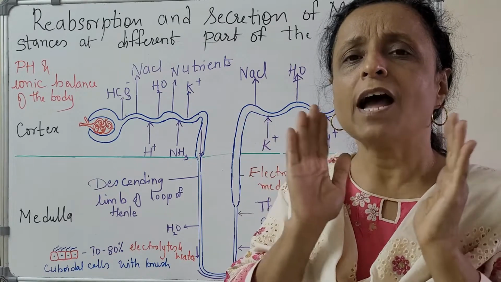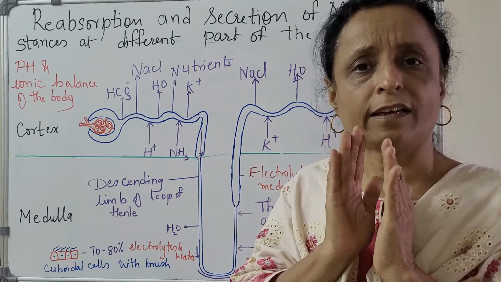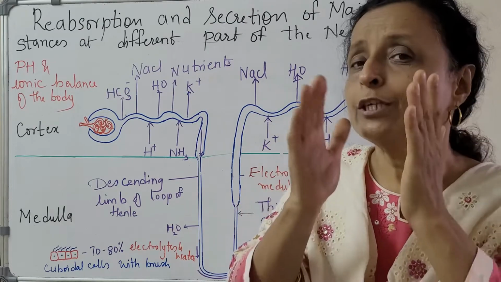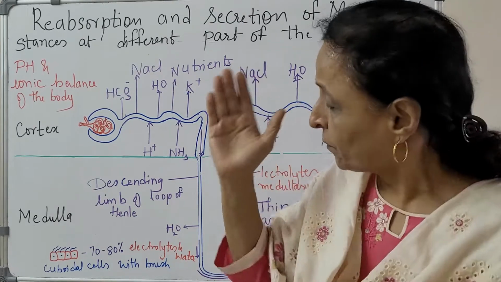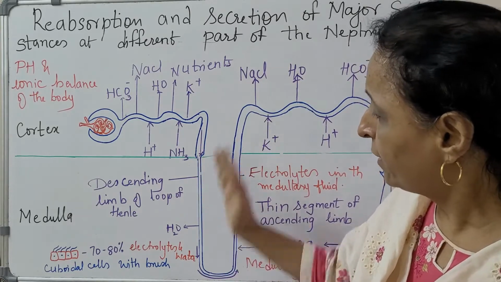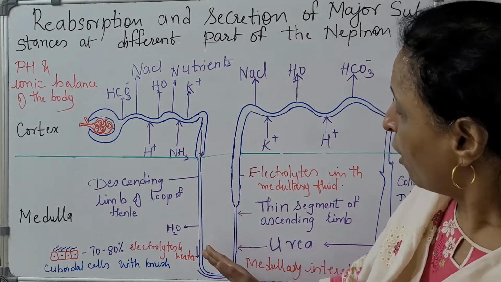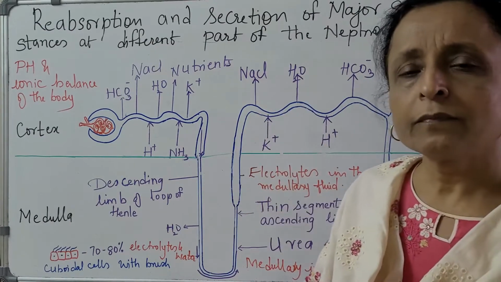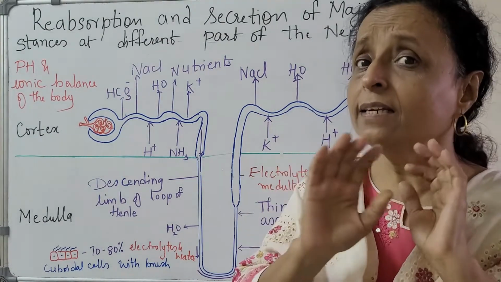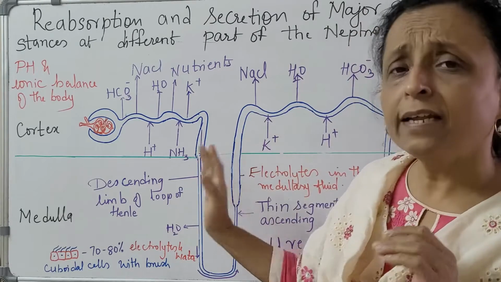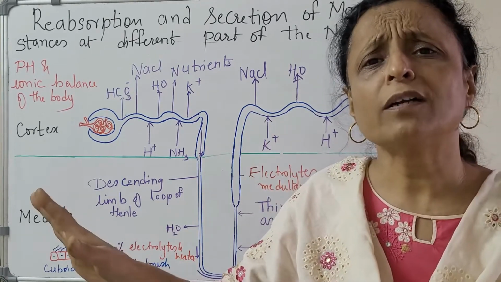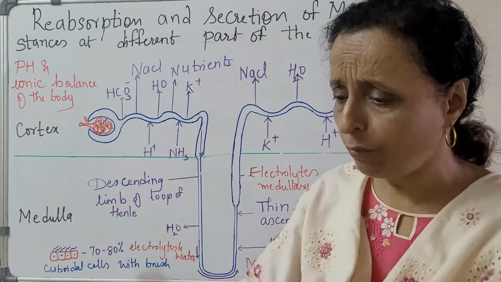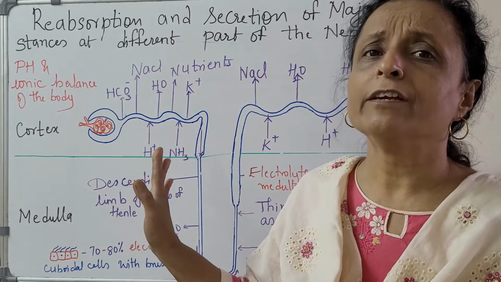Water has gone out and electrolytes are inside. Little water will be there with more electrolytes. So it is concentrated. Now this concentrated filtrate will move into the ascending limb. Now, this descending limb was permeable to water and not permeable to electrolytes. That is why it has given out all the water and not the electrolytes.